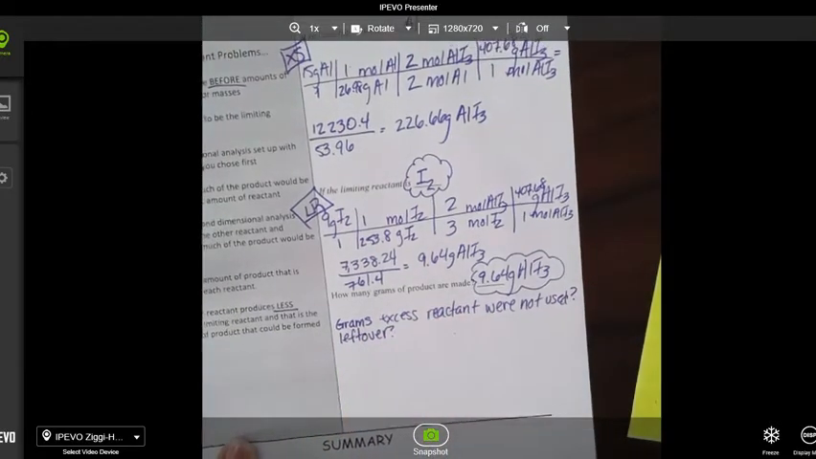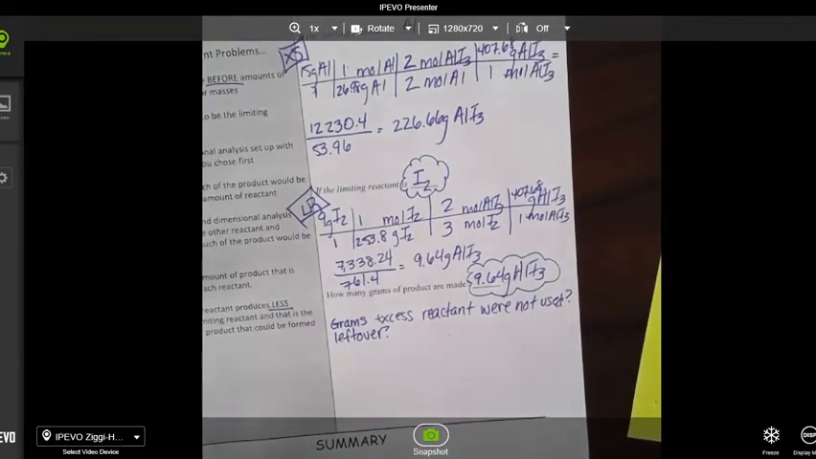When you guys did your s'mores lab, let's say that 4 marshmallows were used to make 4 s'mores and you had 3 marshmallows left over. Well, you have 3 marshmallows left over. That's what you have in excess.